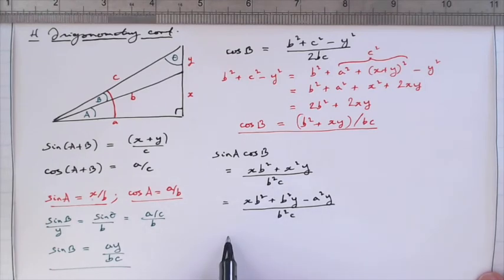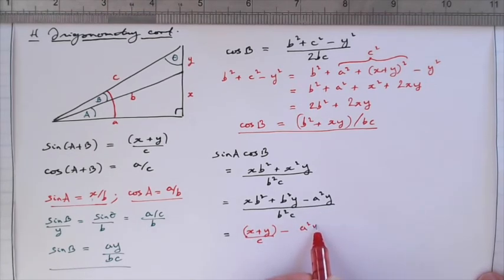And now you see some magic is happening, because look, these two terms have a factor of b squared, and the denominator has a factor of b squared, and so that's quite nice. This is b squared times x plus y divided by b squared c, which just gives me x plus y divided by c. And then the last term is just, it is what it is. It's minus a squared y divided by b squared c.